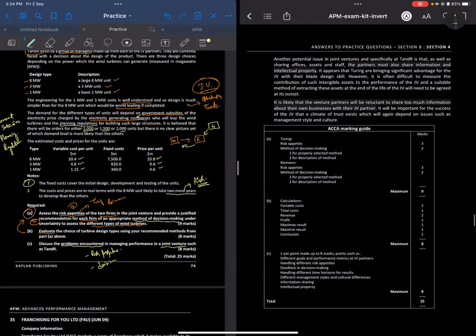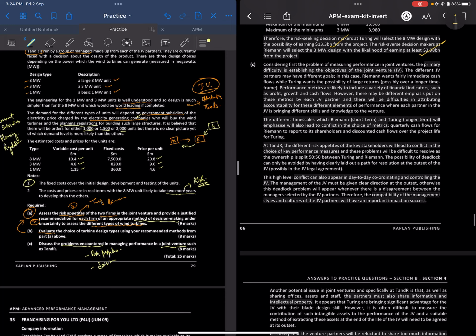The conclusion is 1 mark. So the maximax result is 1 mark. The maximin result is 1 mark. Profit is 1 mark. Revenue is 2 marks. Variable cost is 2 marks. Total cost is 1 mark.